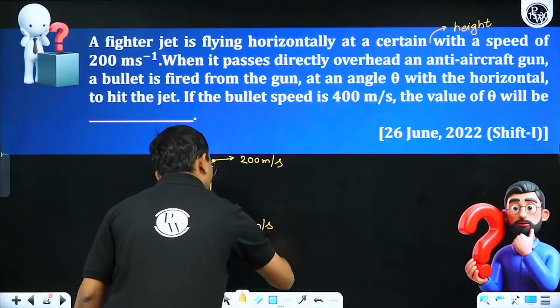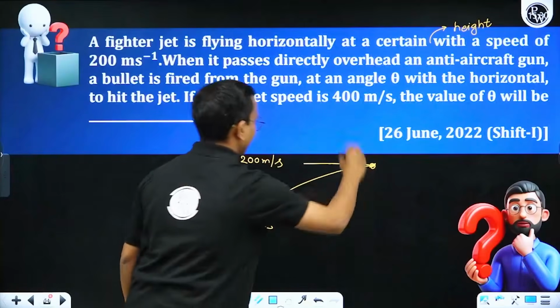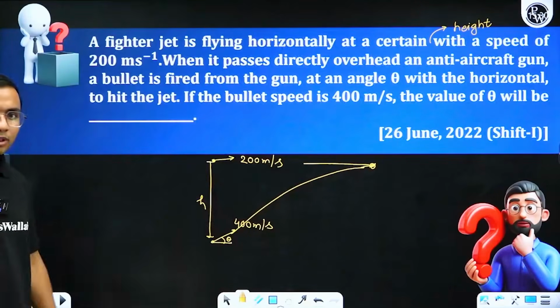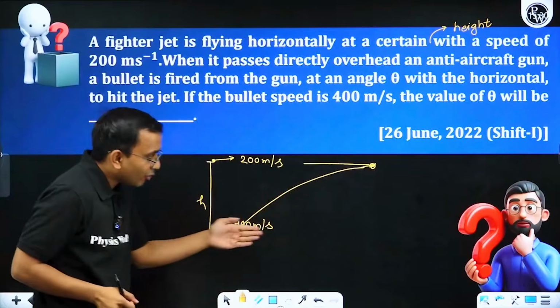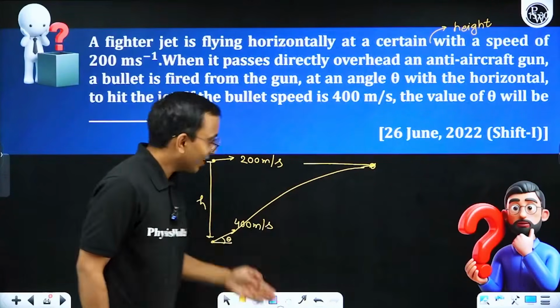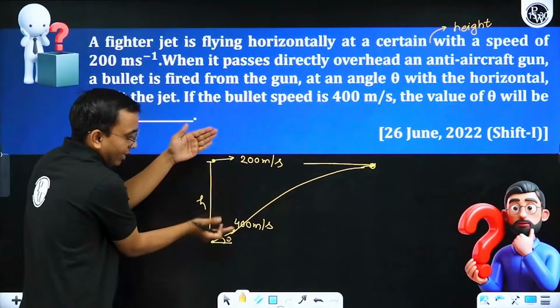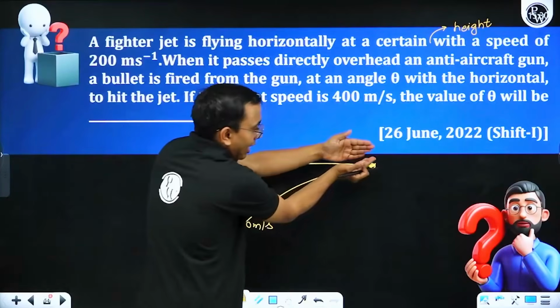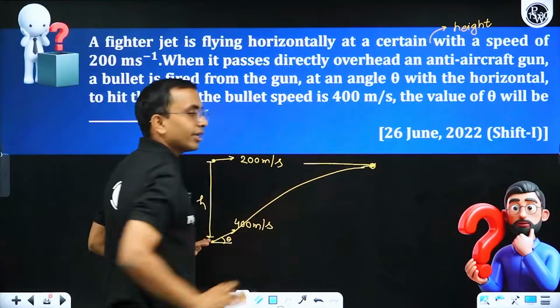Now this bullet should finally hit the jet. What should be theta, when it can hit the jet? When they travel the same horizontal distance, isn't it? If they are on the vertical line here, so if they have to hit here, whatever horizontal distance this bullet covered, the same horizontal distance the aircraft covers.